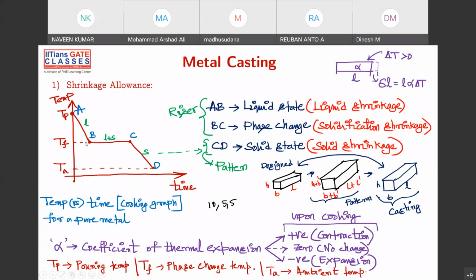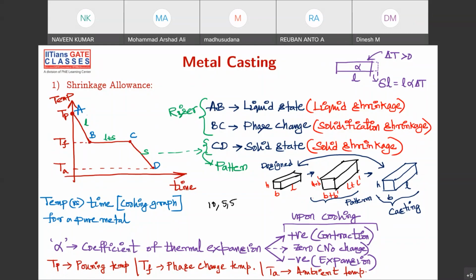Here we have AB, BC, and CD. The liquid stage is compressing, because if you reduce the temperature from A to B in the liquid stage, as you're cooling it, some compression will happen. Why? Because it has a property called the coefficient of thermal expansion, which is a property of the material. If you take a steel scale and heat it for some time, your scale will be heated.